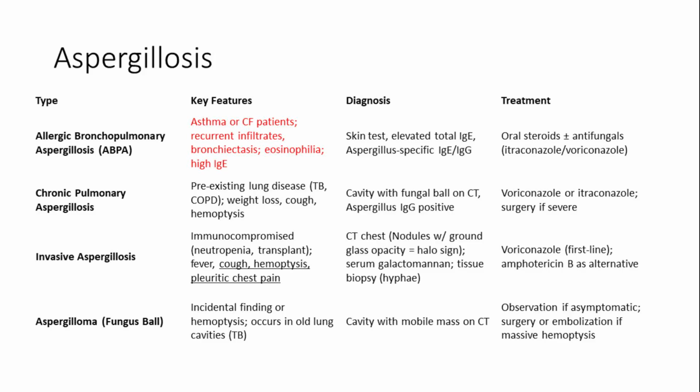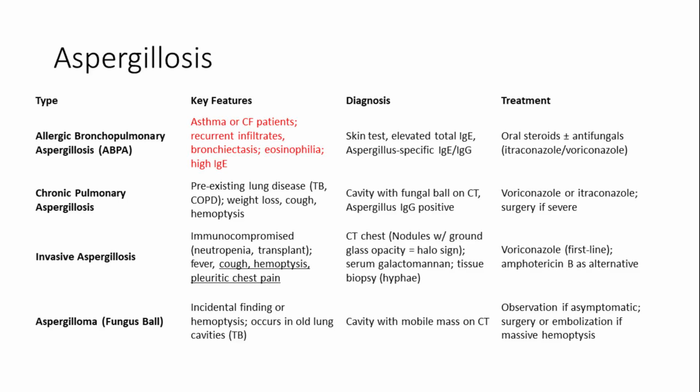Invasive aspergillosis happens in severely immunocompromised patients, those with neutropenia, solid organ transplant, or stem cell transplant. Clinical symptoms include fever, cough, hemoptysis, pleuritic chest pain, dyspnea, and signs of sepsis in severe cases. Diagnosis is with CT chest with nodules and ground glass opacities, halo sign. Positive serum galactomannan is present. Tissue biopsy reveals fungal hyphae.